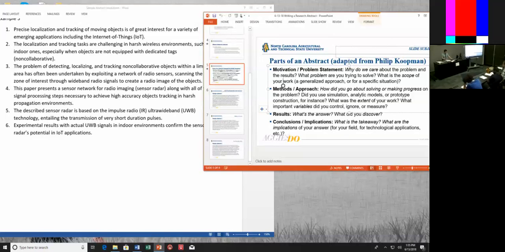So it's sort of like they're saying, yes, we are doing a radio imaging model, but we're going to show you the full model. Like they're saying, yeah, people have used radio imaging as a method, but we're going to dive into a sensor network for radio imaging with all the components, and it's going to be effective at high accuracy object tracking in harsh environments. So they're kind of showing they're extending from previous work, right, in the abstract.